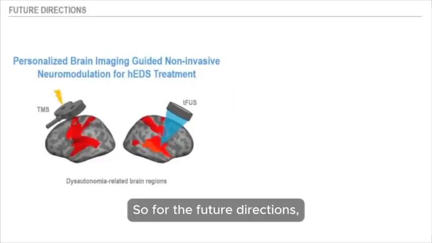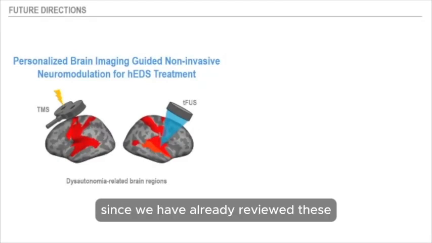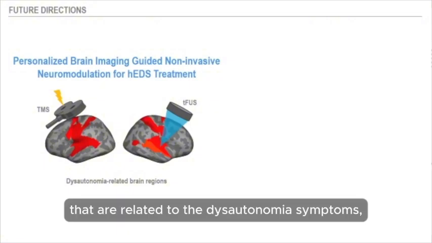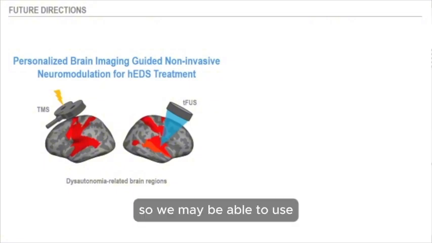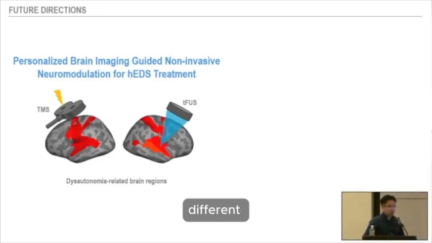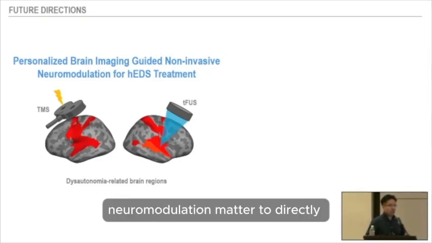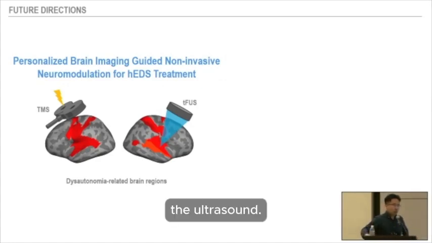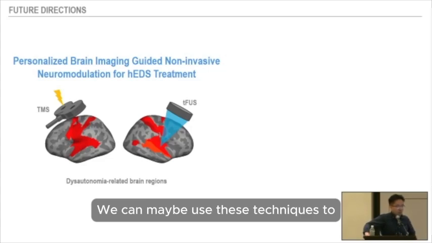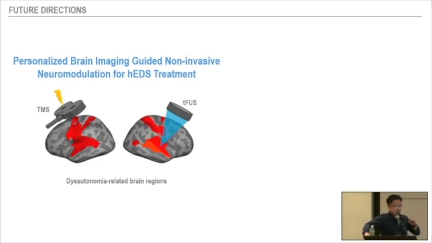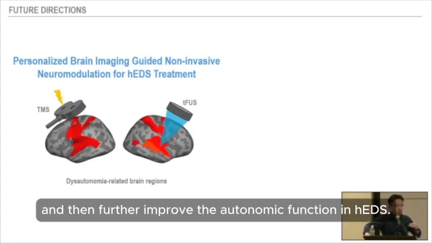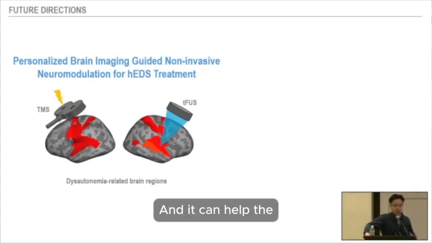So for the future directions, since we have already revealed these brain regions that are related to the dysautonomia symptoms, we may be able to use different neuromodulation methods to directly stimulate these brain regions. For example, TMS or TFUS, the ultrasound, we can maybe use these techniques to modulate the brain activations in these regions and then further improve the autonomic function in HEDS, and it can help the treatment for HEDS.